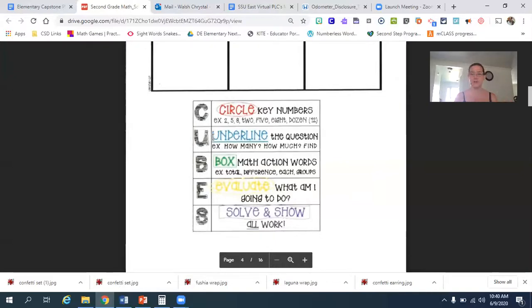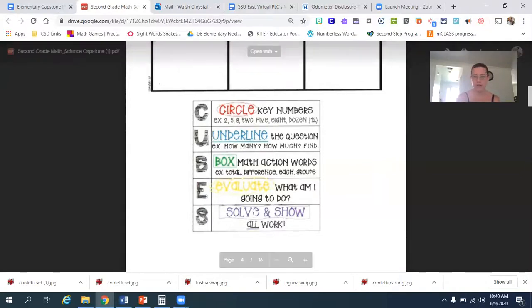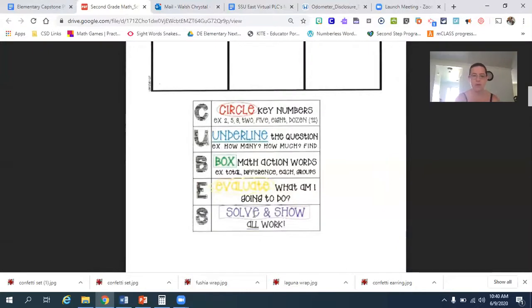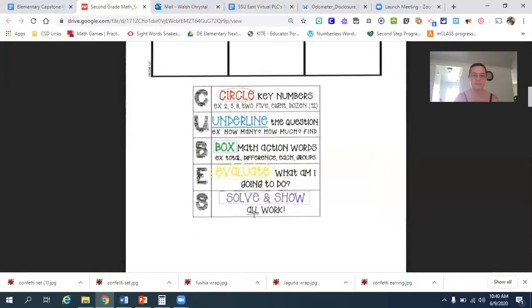Evaluate, what are you going to do? That's when you actually start thinking about, okay, how am I going to solve this problem? And then S, solve your problem and show all of your work. Don't leave anything off, okay? Show us how you solved it or write us how you solved it.